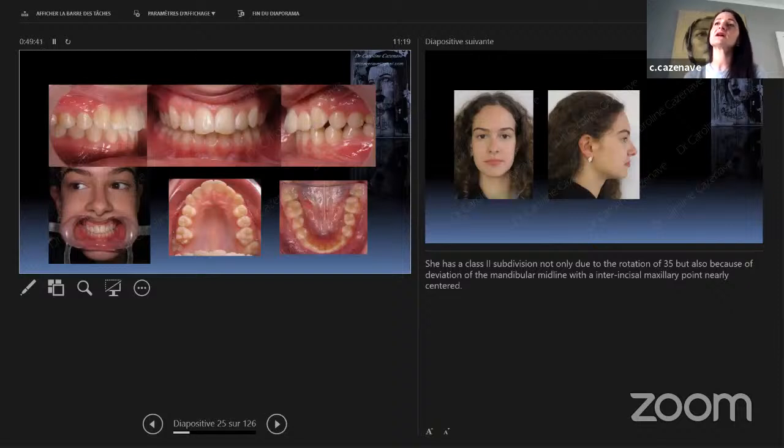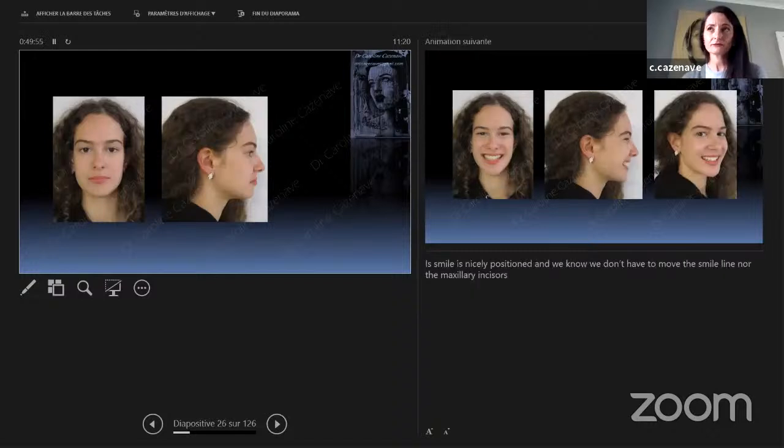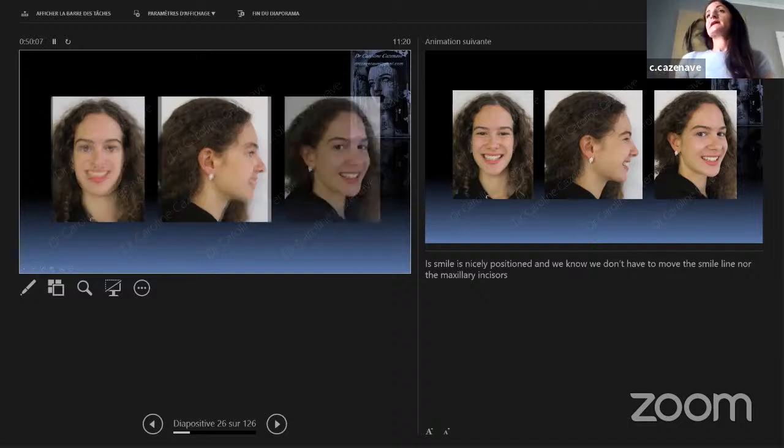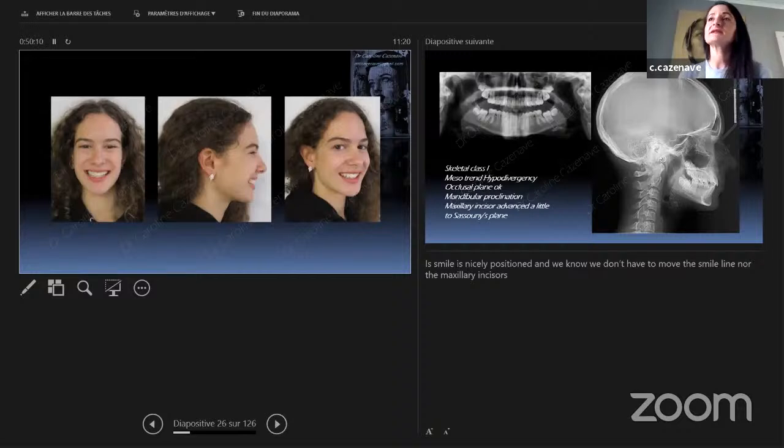So now she has a class 2 subdivision, not only due to the rotation of the 35, but also because of deviation of the mandibular midline with an interincisal maxillary point nearly centered. Her face, and you can see her chin with a small asymmetry. And this smile is nicely positioned, and we know we don't have to move the smile line nor the maxillary incisors.